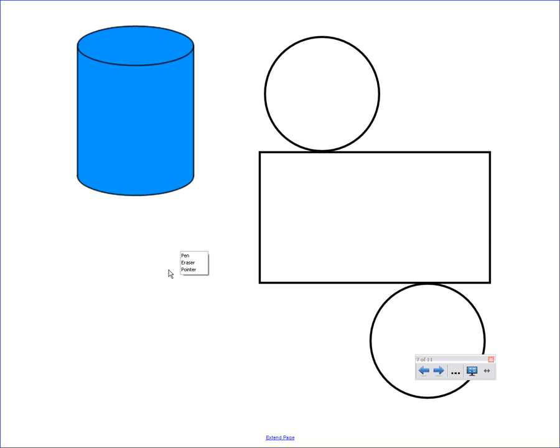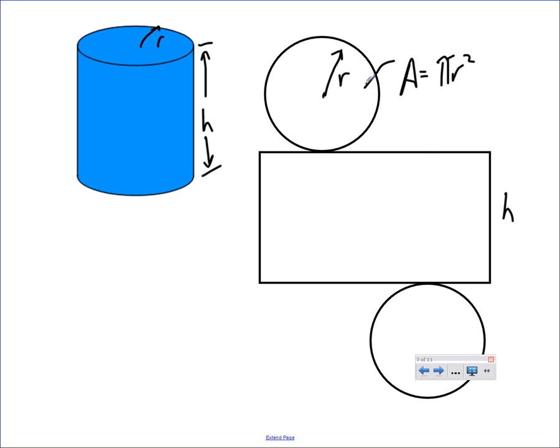Okay. So as I'm looking at it, if I know a radius and I know a height, I can pretty much get what I need out of this. So my radius is right there, and my height is over here. I can figure out the area of the circly part, because the area of a circle is pi r squared. And then I just need to figure out the area of this. So I know the one dimension, I just need to get the other.